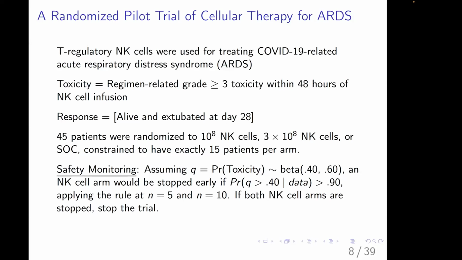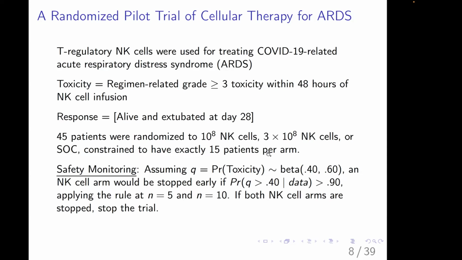So they originally wanted to use a 3+3 or something like that to do sequential dose finding, and I talked them into randomizing because there was no reason to believe necessarily that the probability of toxicity or the probability of response would increase with cell dose. And so the 3 arms were 10 to the 8th natural killer cells, 3 times 10 to the 8th natural killer cells, or standard of care.